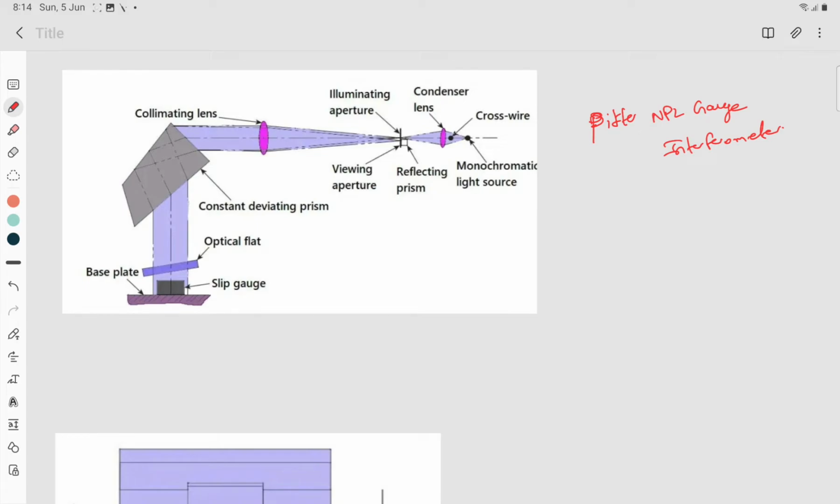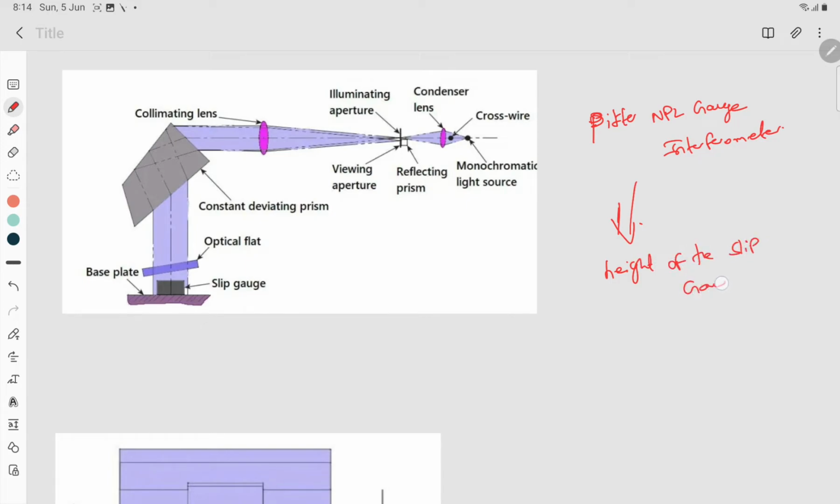Interaction between the light waves will help us to get the fringe pattern. From the fringe pattern, we will try to understand the height of the slip gauge here. So this is the major difference. In an NPL interferometer, we have used it to check the flatness error, whereas this Pitter NPL gauge interferometer is used to check the height of the slip gauge.